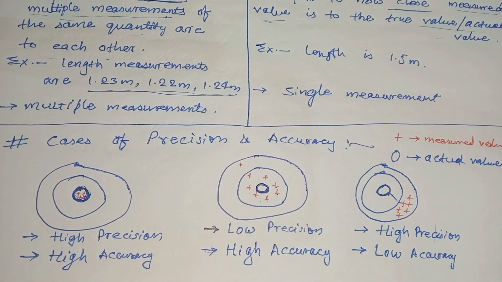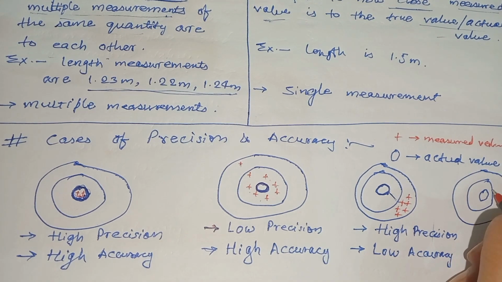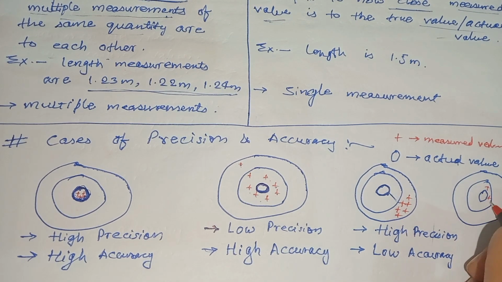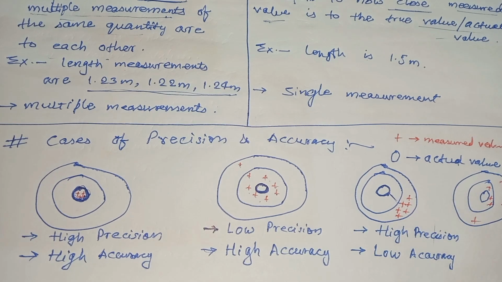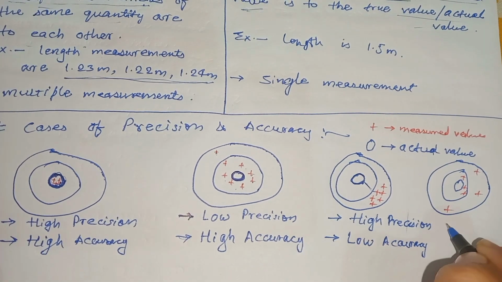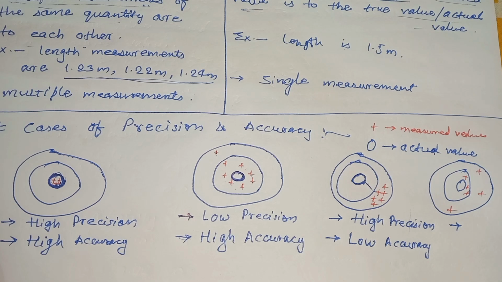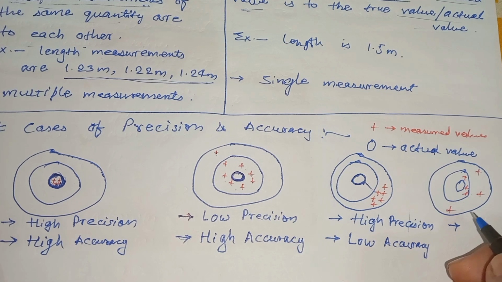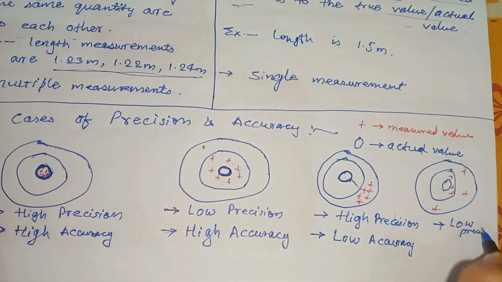Another case we can take: this is the actual value, and the measured values are, say, here 1, 2, 3. How will we write about precision? For precision, we see how close the measurements, the red plus signs, are to each other. One plus sign is here, another plus sign is here. They are not close, so it is low precision. We will write low precision.